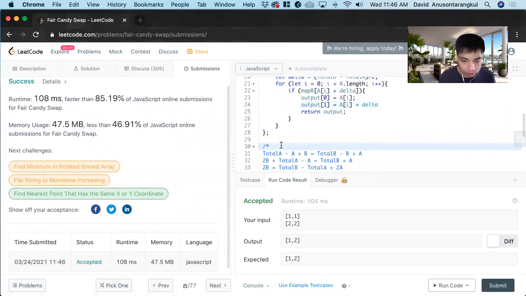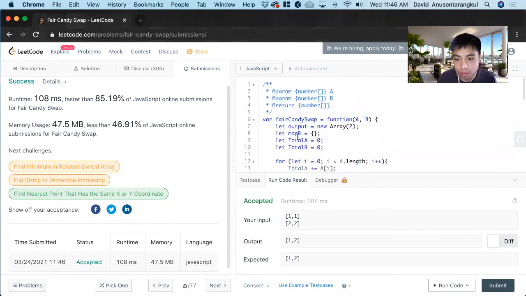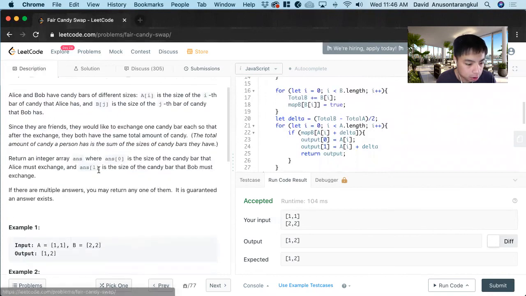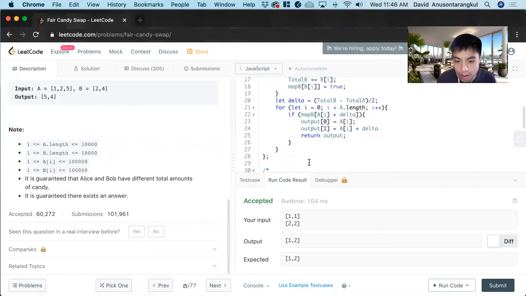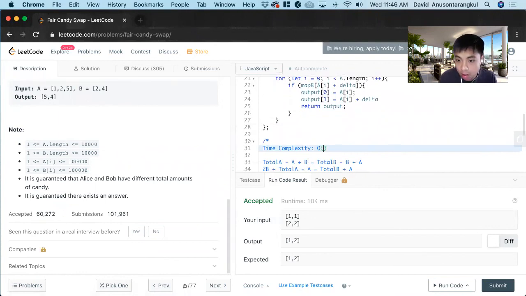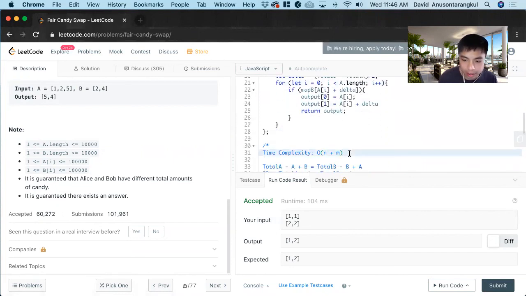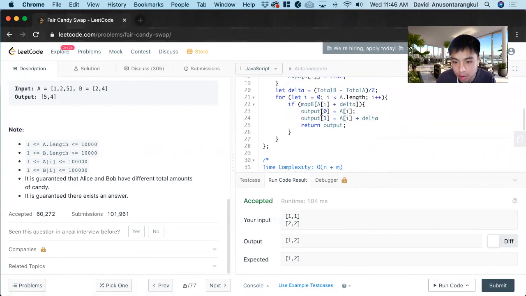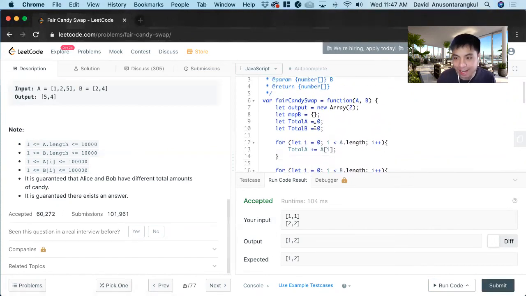So to solve this, the time complexity is that we are looping through A, B, and then A again. Oh, they could be unequal, so it's going to be O of N plus M for the lengths of each of them. And then the space complexity will be O of M, because we're creating a map for B, M being the size of the B array. So that is how we solve this problem. Thank you.